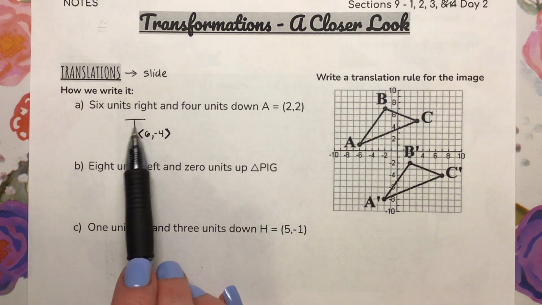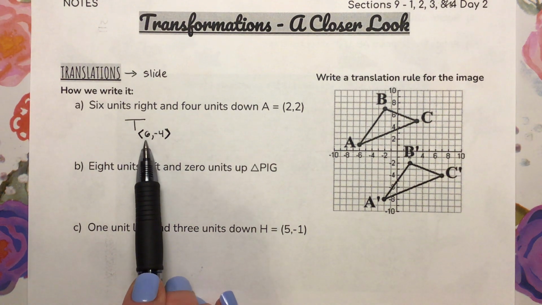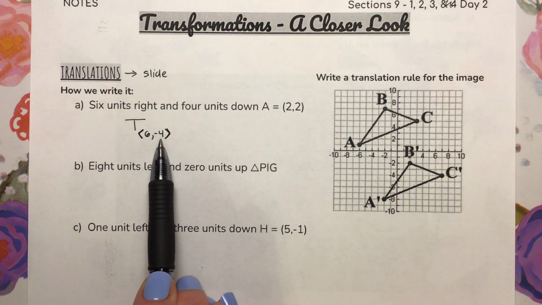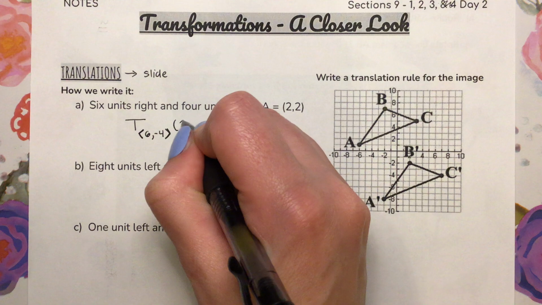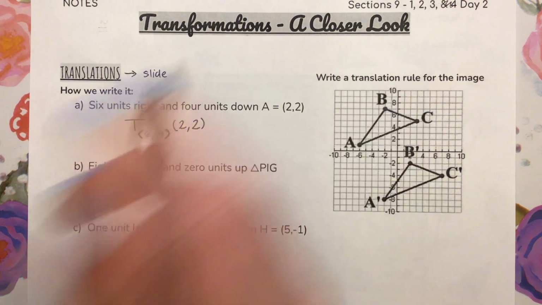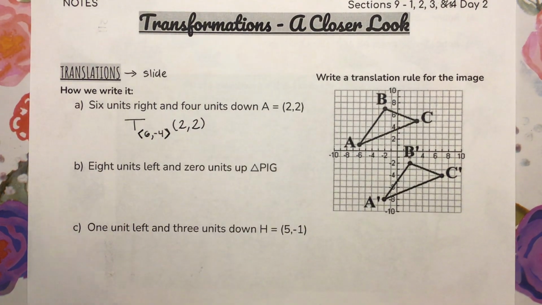Okay, so what this is saying is translate 6 right and 4 down, but translate what? So that's my next thing. Translate 6 right and 4 down, the point 2, 2. So that's how we write that rule right there.